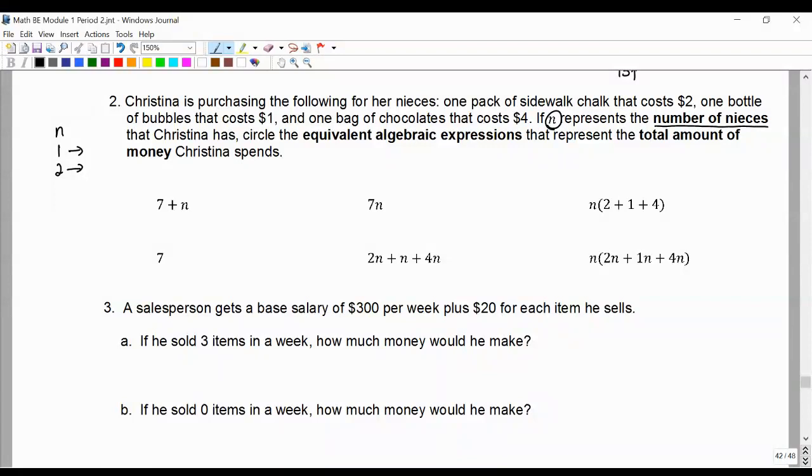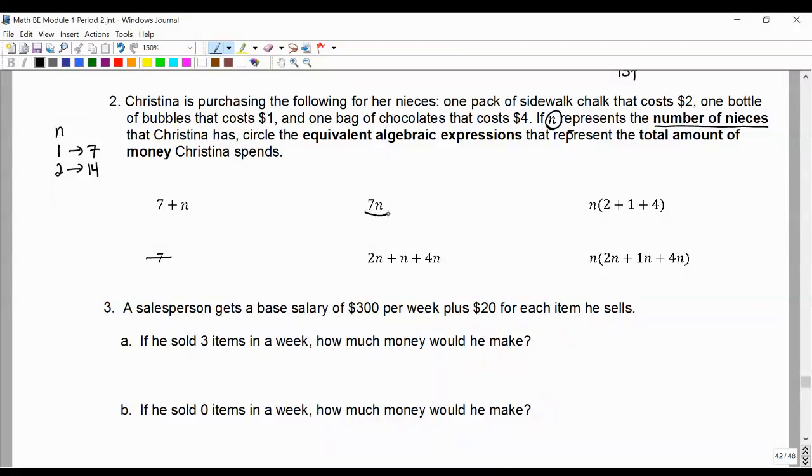All right, so for one person, one niece, Christina is going to spend $2 plus $1 is $3 plus 4 is $7. For 2 nieces, Christina is going to buy all that twice, so that's going to be $14. All right, so I need to pick things that match up with this. So for example, this looks wrong because there's no place to plug in N.